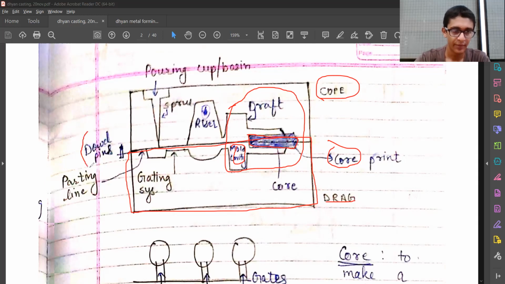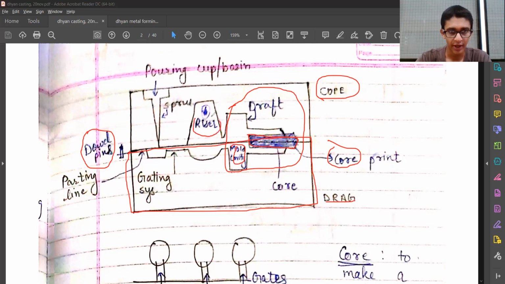We can use dowel pins to fix the two halves, so that the two halves do not move and are not misaligned. That is one of the defects which can occur. If pins are not properly used, cope and drag may move with respect to each other. In that case, our cast, which is prepared, is not proper, not as per the requirement. The two halves would be misaligned.